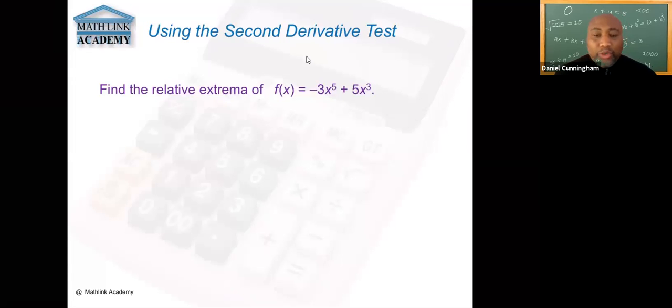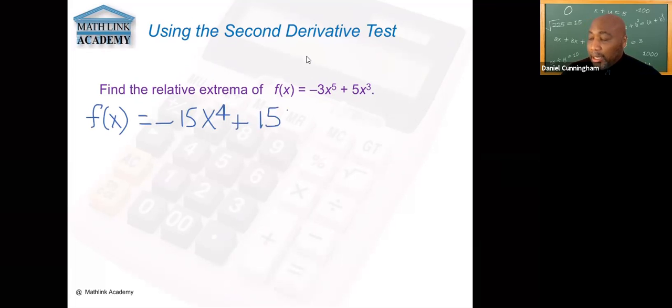So find the relative extremums. That's all we're going to do. We're not going to worry about concavity or inflection points, but show you how the second derivative test works and help you find relative extremums. So the first thing, we're going to find the first derivative. The first derivative of f of x would be negative 15x to the 4th plus 15x. That's f prime. And from there, let's set that equal to 0 to find the critical values.